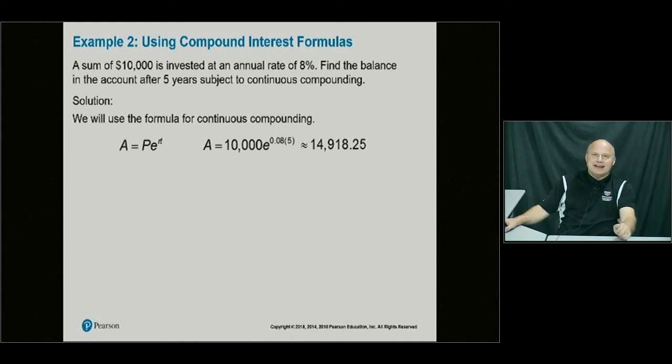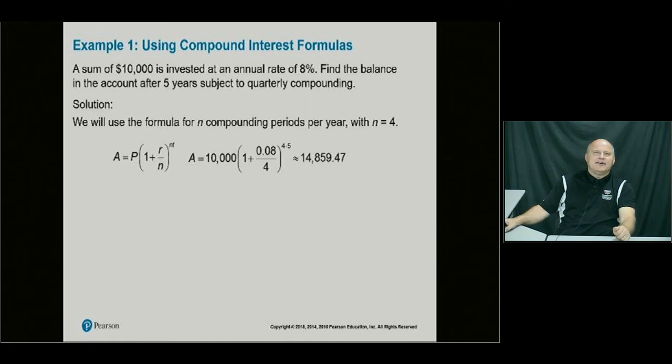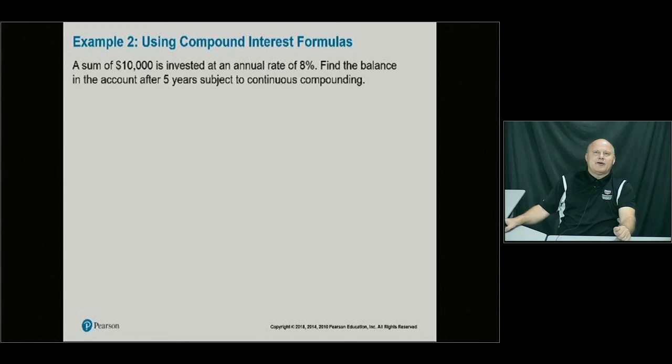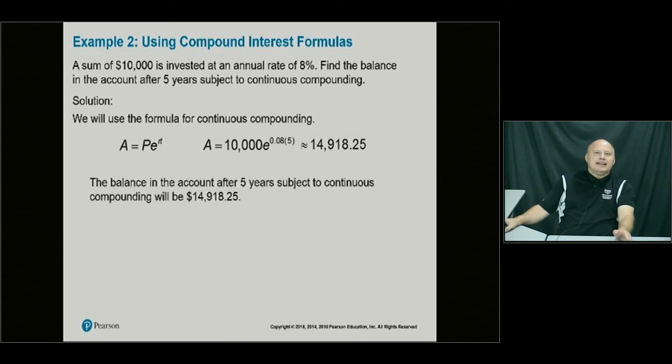Now let's go back to that previous slide again. Let's look at that again. It was $14,859.47 for that one. And then back over here, it's $14,918. So it's about a $60 or so difference between those two. It's not a great amount, but it is more. So the balance in the account after 5 years, subject to continuous compounding, will be $14,918.25.